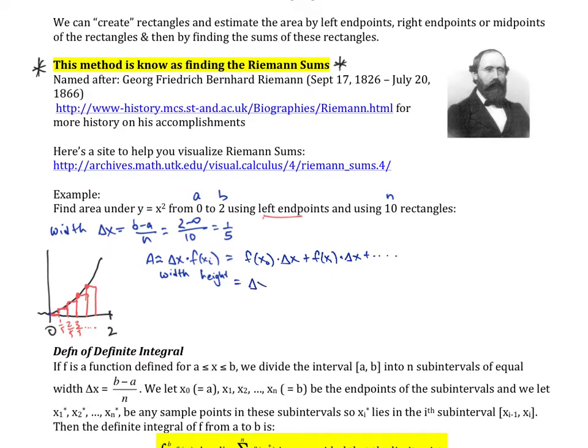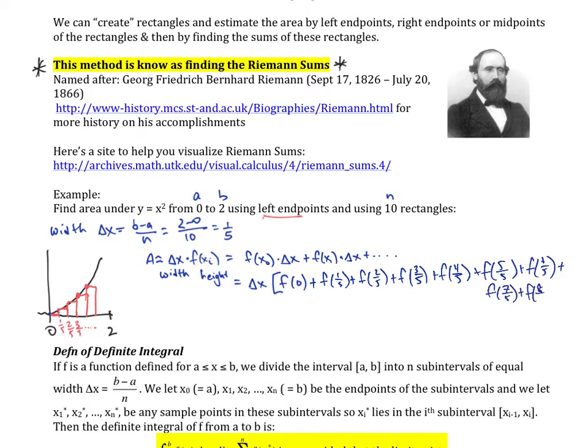So basically, here's what I'm saying. I'm going to take out a delta x. They all have this in common. And I'll have f of 0, then f of 1/5, f of 2/5, f of 3/5, f of 4/5, f of 5/5, f of 6/5, f of 7/5, f of 8/5, and the last one, f of 9/5. That's how far I'm going out, right? And I can find what each of these is.